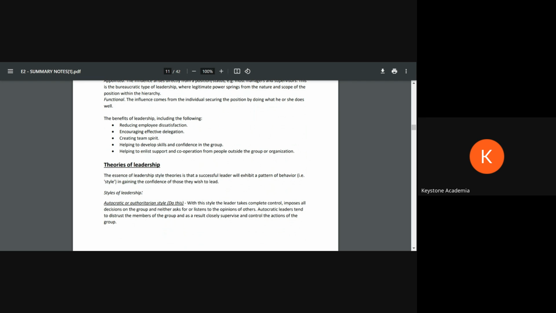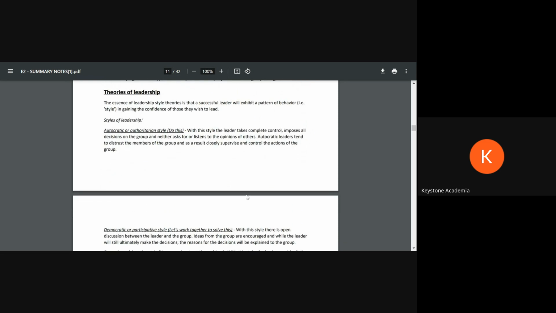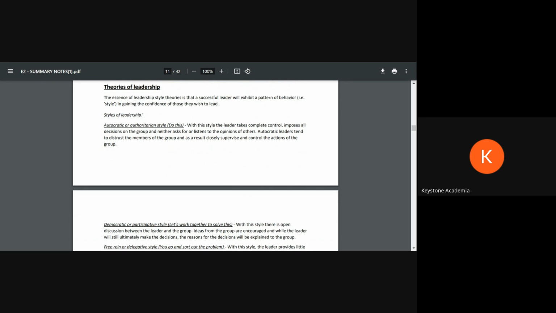Okay, now we've looked at different types of leaders. I think it's time we learn about different leadership styles. Okay, so there are three primary leadership styles. The first one being autocratic, or I can say authoritarian style, which simply boils down to these two words: do this. Whenever a manager comes to you and says, do this, that person follows the authoritarian style. He just gives you an order. That leader takes complete control and makes all decisions. Okay? That is called authoritarian style.